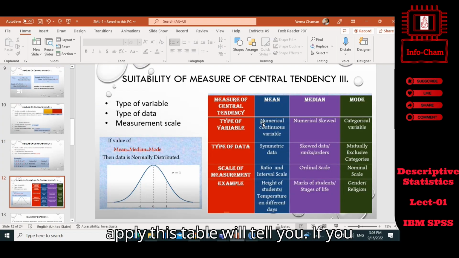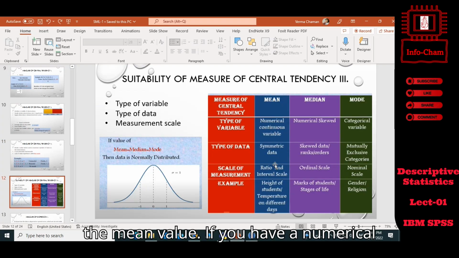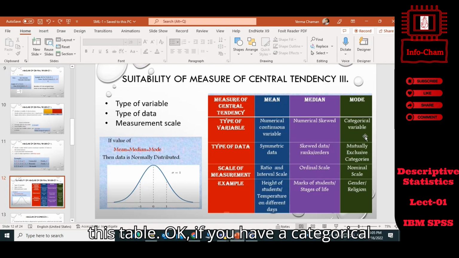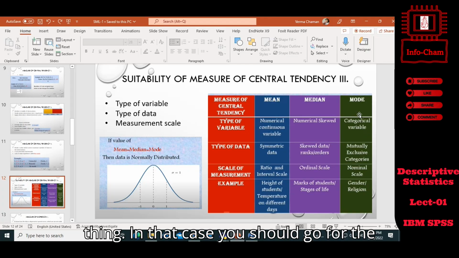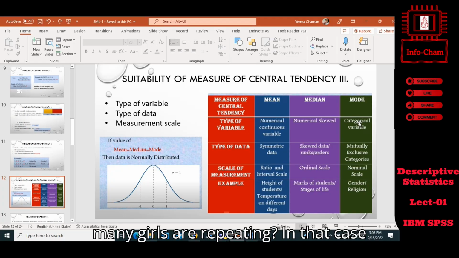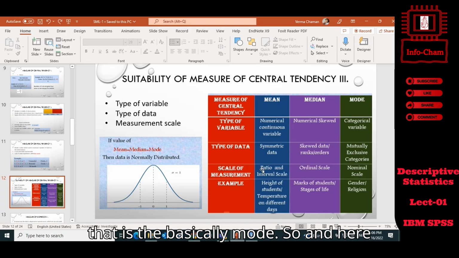This table will tell you if you have a numerical value, you can apply the mean value. If you have numerical skewed data, I will also talk about the skewness later on, but try to see this table. Okay, if you have a categorical variable like gender or maybe classes, bachelor or masters, in that case, you should go for the mode, right? Example, how many girls are repeating, in that case, you can write a mode, right? So that is basically the mode. And here, it was written, gender and region, right? So please have a look.